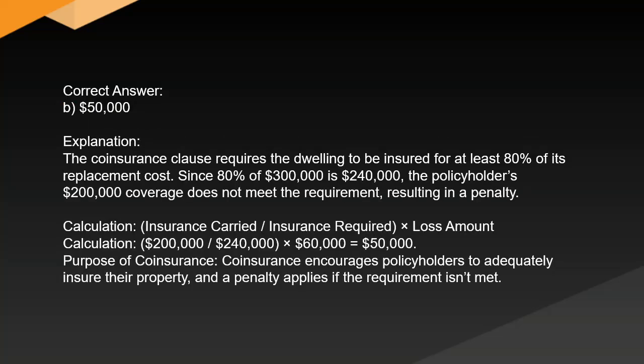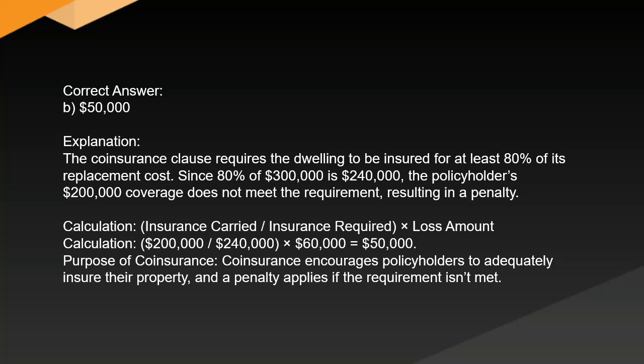Correct answer. B. $50,000. Explanation. The coinsurance clause requires the dwelling to be insured for at least 80% of its replacement cost. Since 80% of $300,000 is $240,000, the policyholder's $200,000 coverage does not meet the requirement, resulting in a penalty. Calculation. Insurance carried over insurance required, times loss amount: $200,000 over $240,000, times $60,000 loss, equals $50,000.